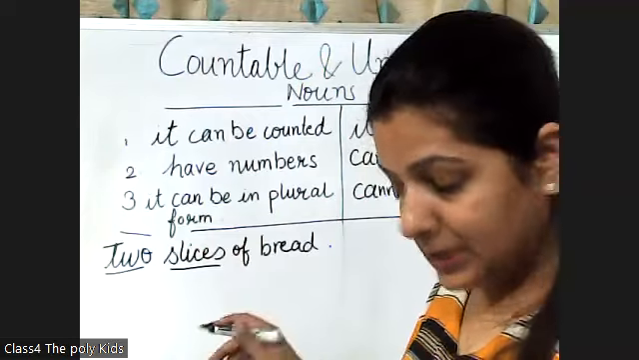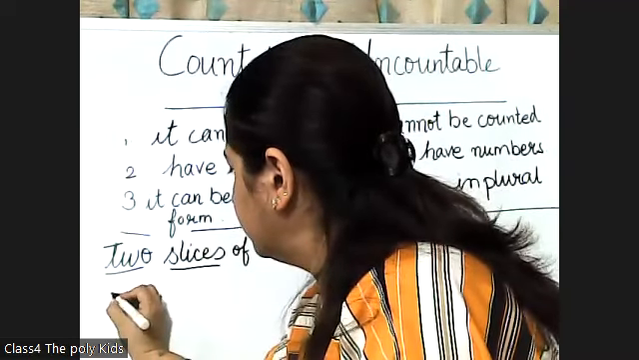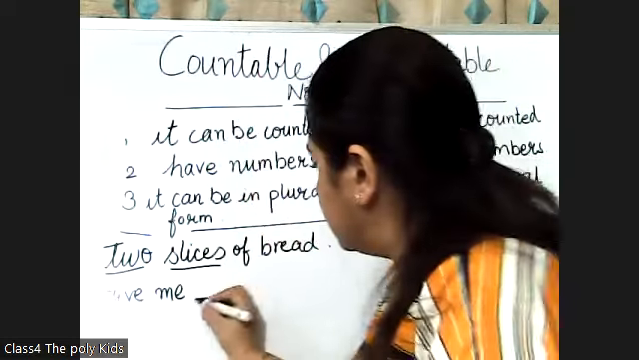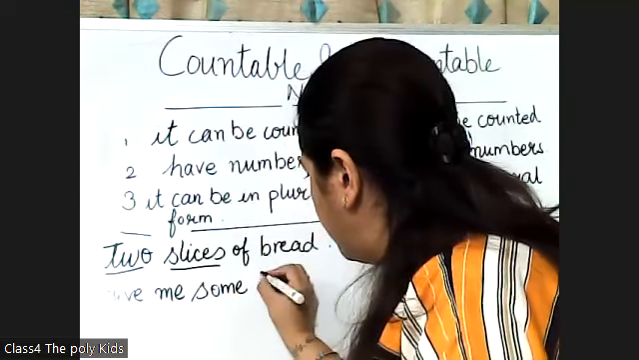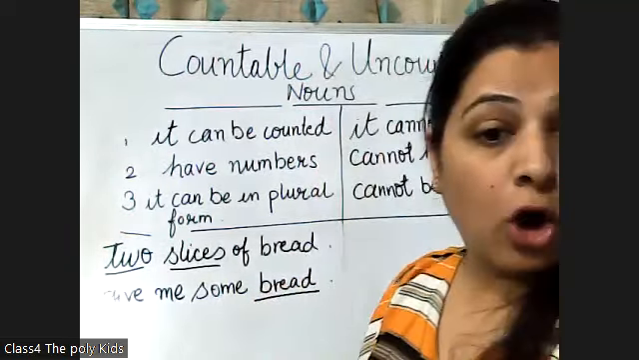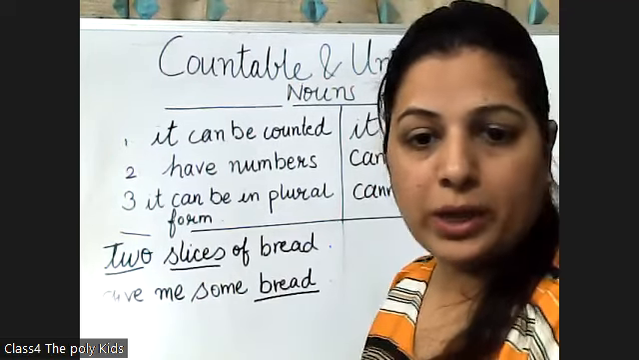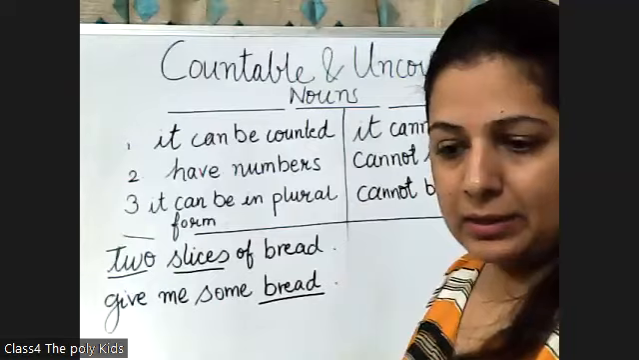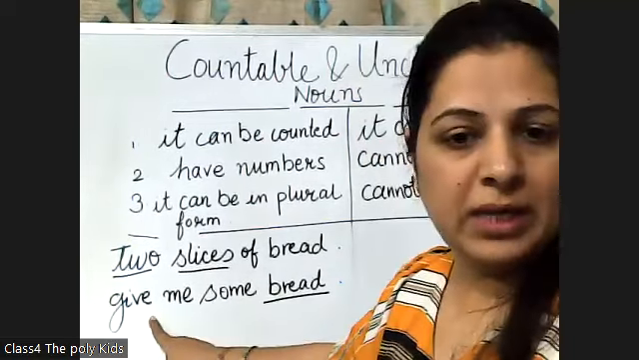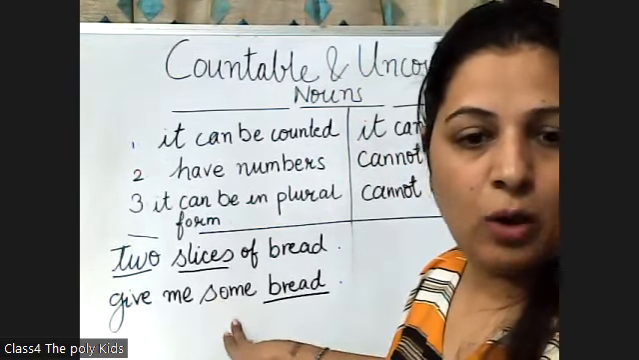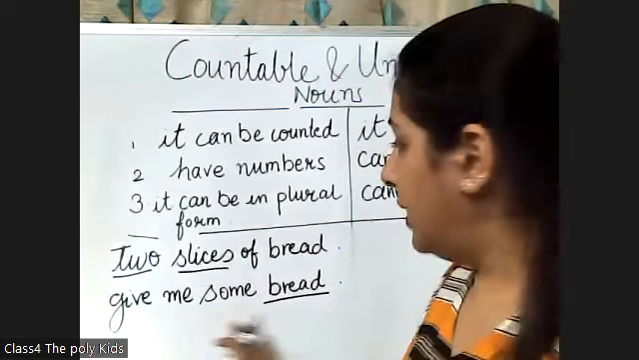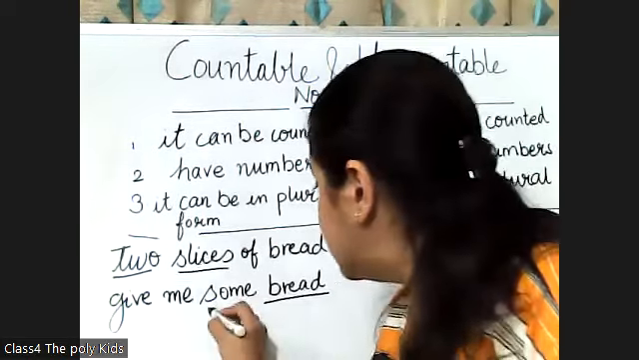Now, if I write, give me some bread. Now if I talk about bread, okay? But it is not visible. 1 second. Visible now? Give me some bread. Now here, I have written give me some bread.